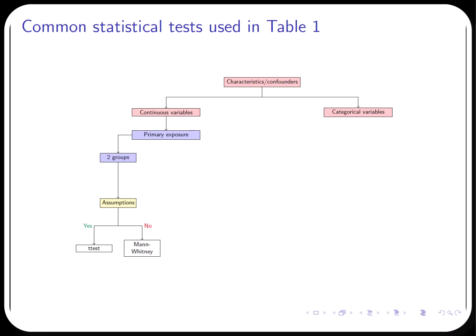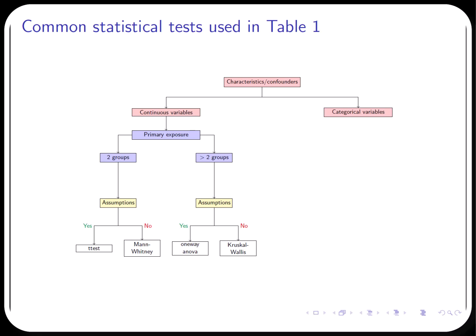If the primary exposure variable has more than 2 groups, the next step is to check assumptions required by one-way ANOVA. If the assumptions are fulfilled, one-way ANOVA can be used to check comparability across several groups. If the assumptions are not fulfilled, then the Kruskal-Wallis test should be used.